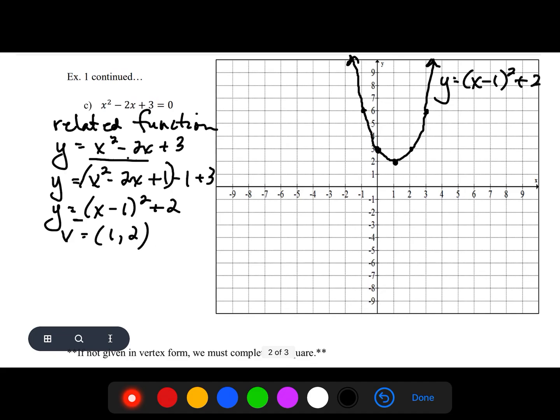Now, we notice that our parabola does not cross the x-axis. So we have no x-intercepts here. So that means that we have no solutions. We know that it's never going to cross the x-axis if it starts above the x-axis and opens up, or if it starts below the x-axis and opens down.